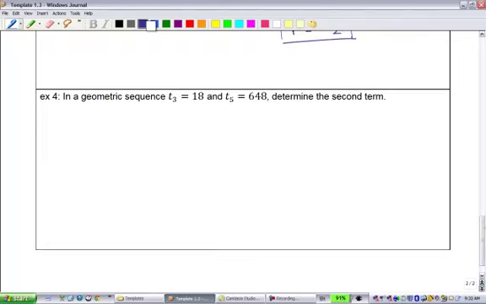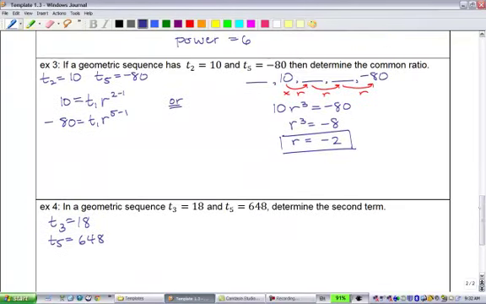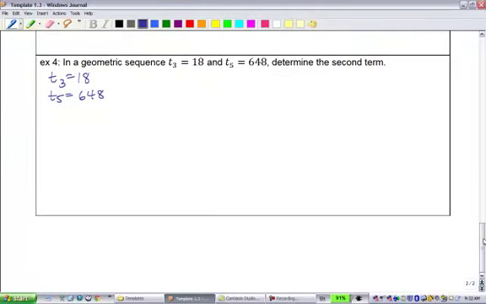Example 4. We have term 3 equals 18. Term 5 equals 648. We could, much like the question above, go into a system of equations to figure out some information. Again, let's maybe take a look at doing slots here. Term 1, term 2, term 3, term 4, term 5. Why don't you take a moment, hit pause, and try and find the common ratio.